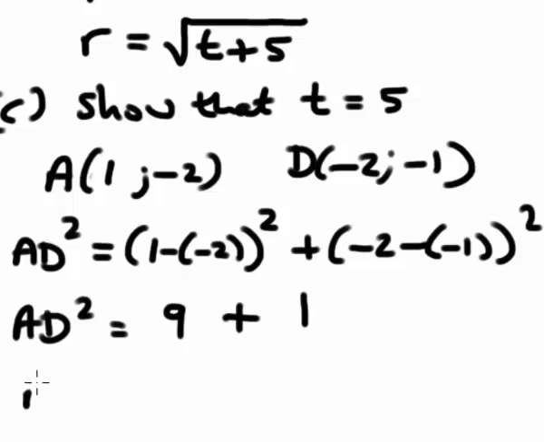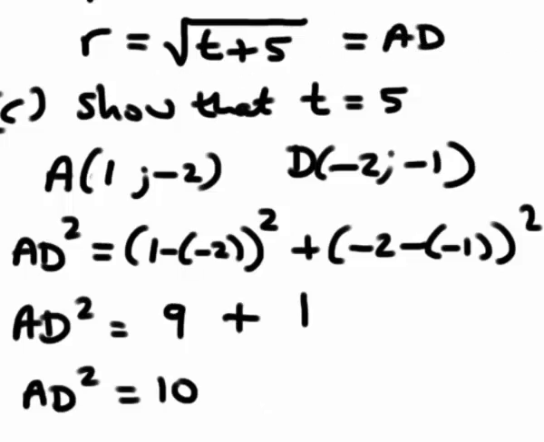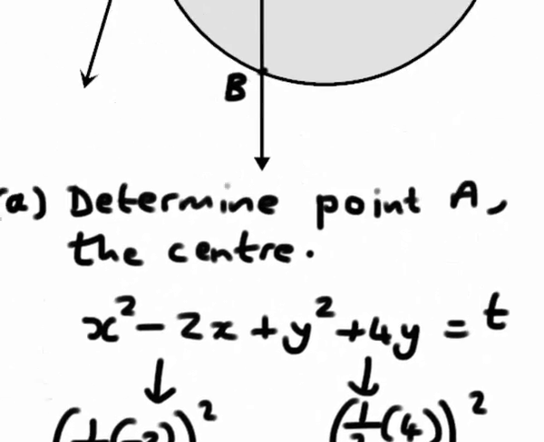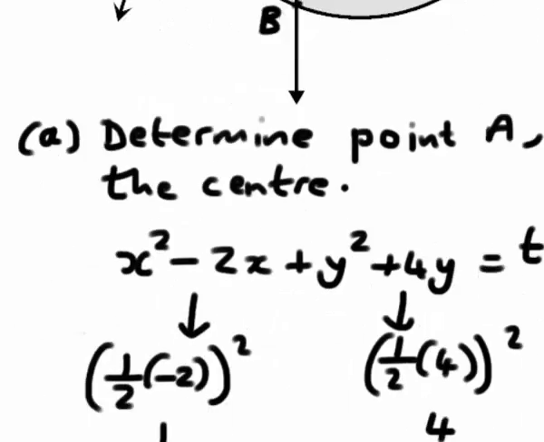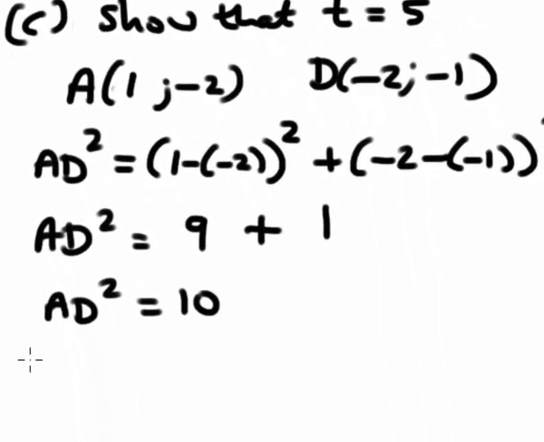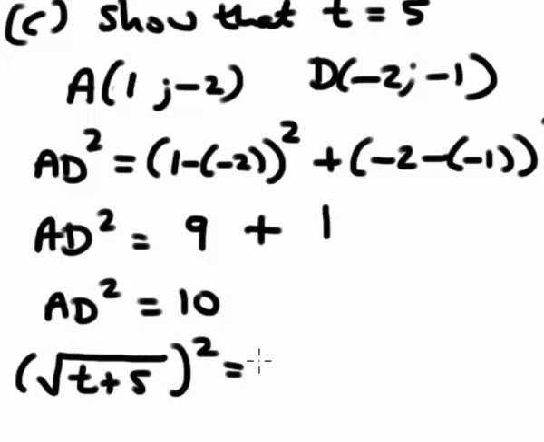So then your AD squared is equal to 10. But what do we know? If you think about it, this r is actually the length of AD. Think about it carefully. This AD is the length of the radius. So what we could then do is say, well, AD is the square root of t plus 5, but that's squared. Okay? And then what does that give us there?